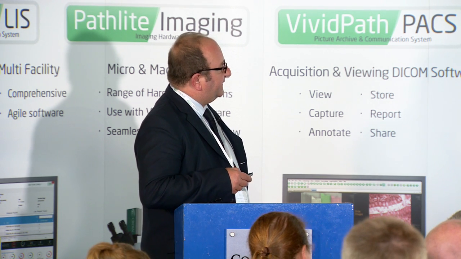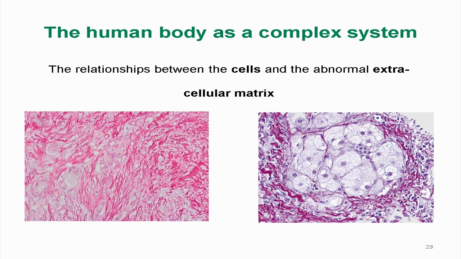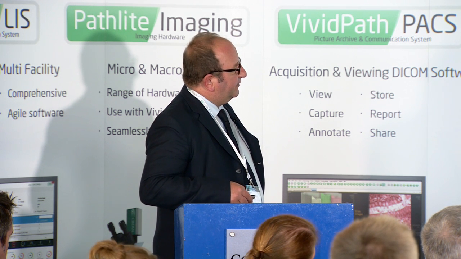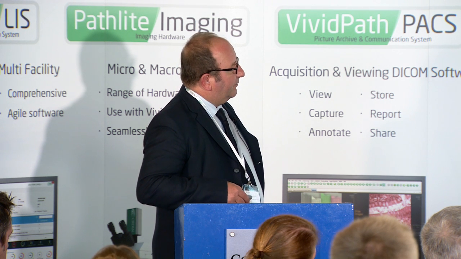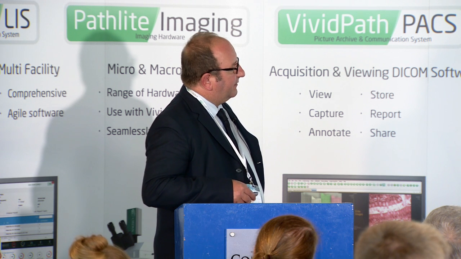And in this case, we can see the relationship between the cells and the abnormal extracellular matrix. So for example, in this case, a pancreatic cancer, where a lot of so-called desmoplasia is present, and in red is the accumulation of collagen fibers. And here you can see how the liver structure is completely changed when the patient is affected by fibrosis, and these are macronodules.